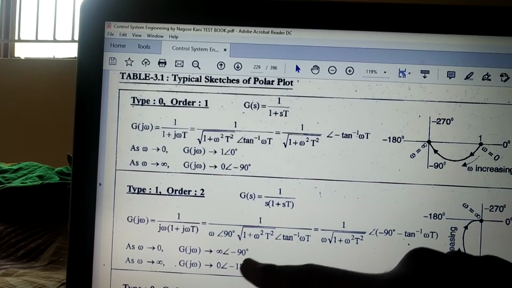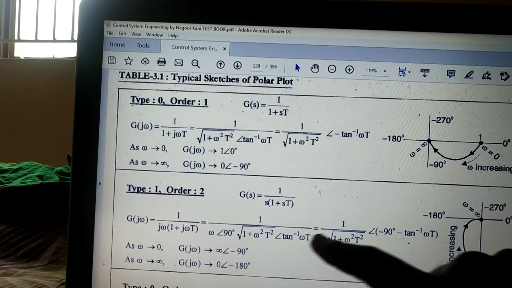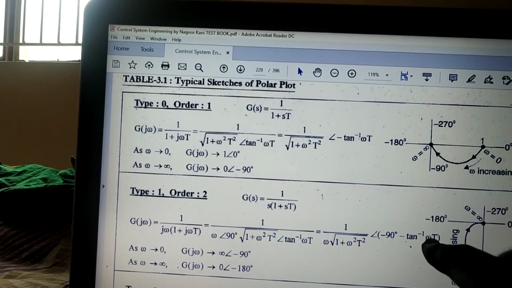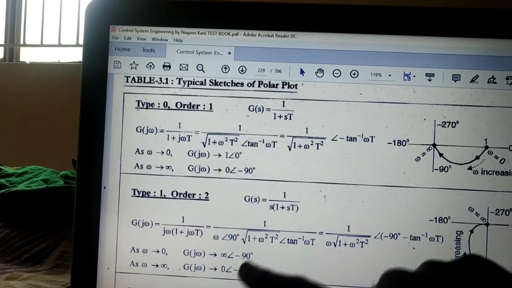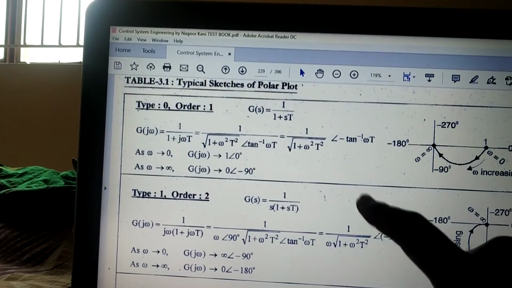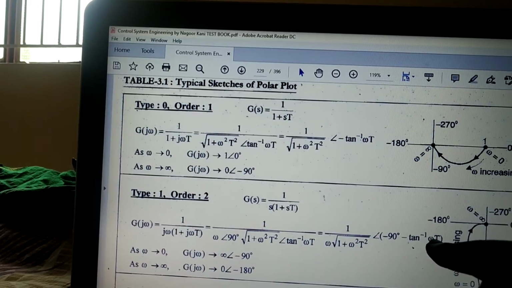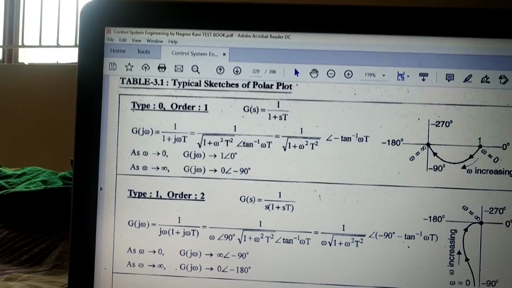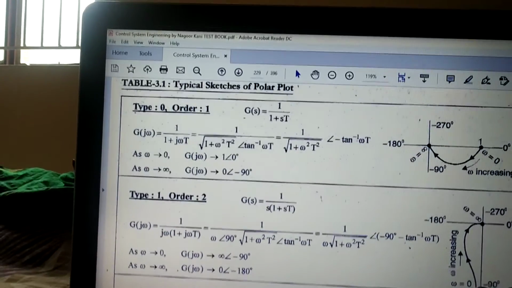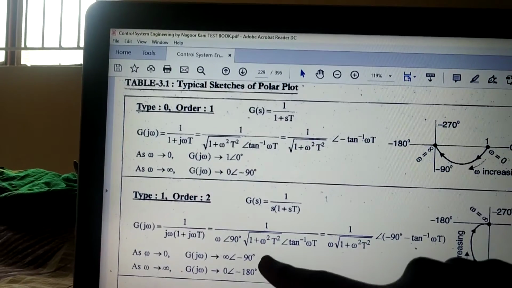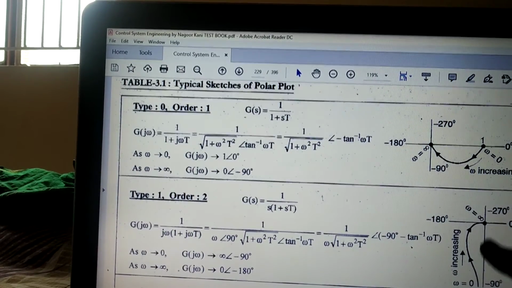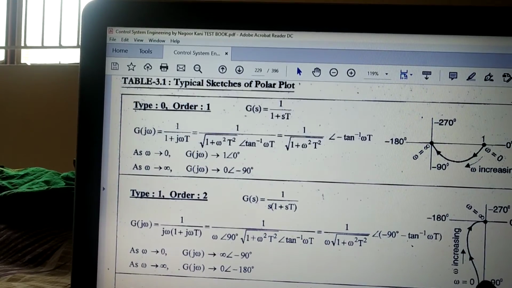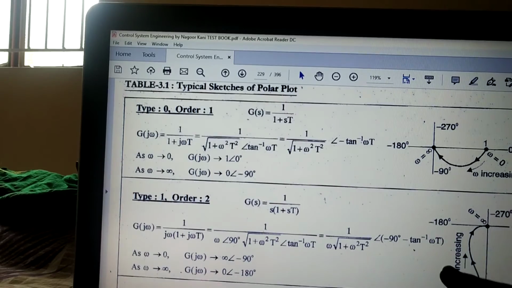Similarly, assign omega equal to 0: the magnitude 1 by 0 is infinite, and the angle is tan inverse of 0, so the entire angle is minus 90 degrees. For omega equal to infinity, 1 by infinity is 0, and tan inverse infinity is minus 90, so minus 90 plus minus 90 is minus 180. So first, omega equal to 0: the angle is minus 90 degrees and the value is infinite. Infinite means we could not draw it on that line, because the line is marked as 0.